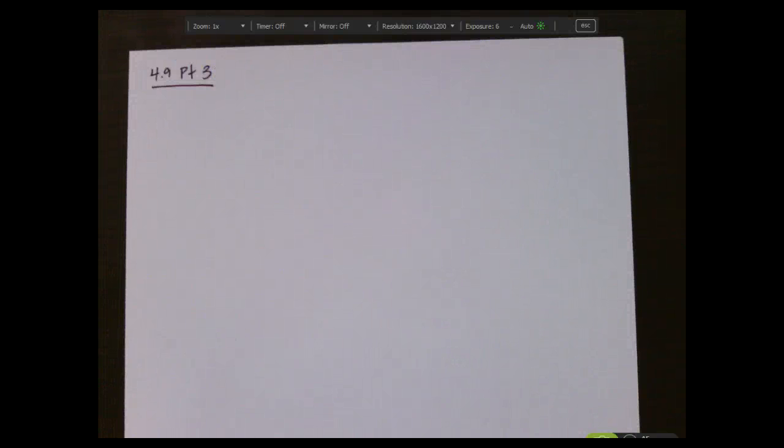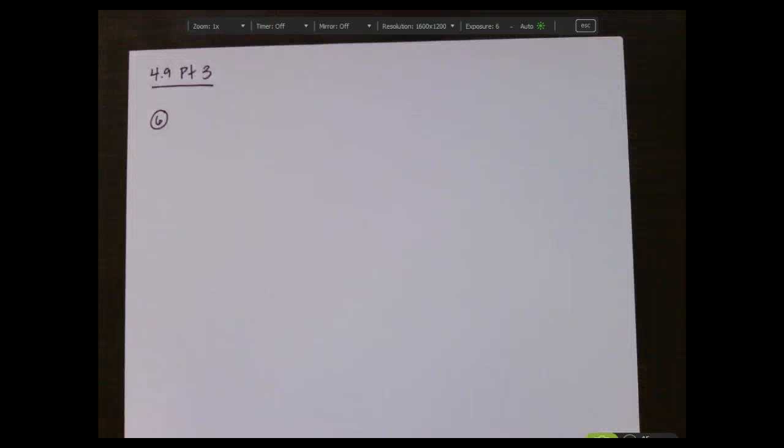In this third and final video for section 4.9, we'll do a few more examples. We've got some more trig functions to take the antiderivative of, as well as an e function and a natural log function. So here we go. We left off with example number 5.